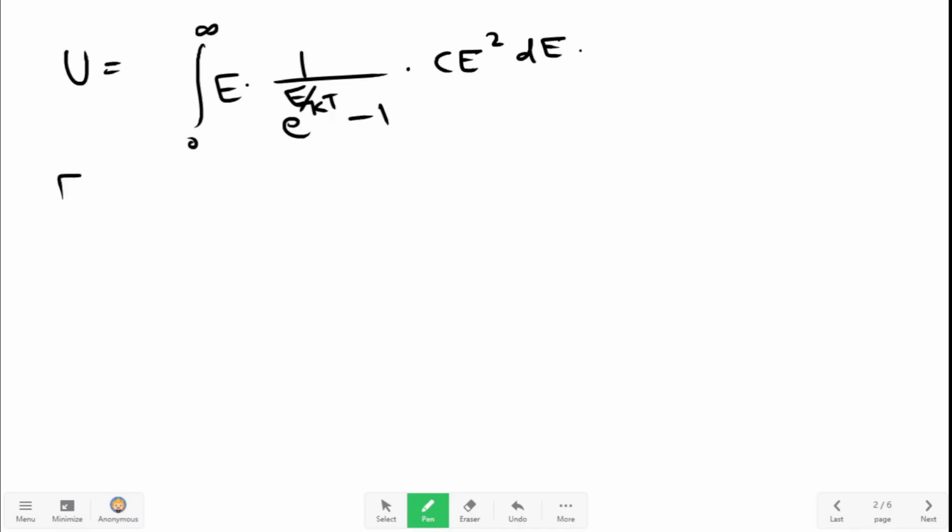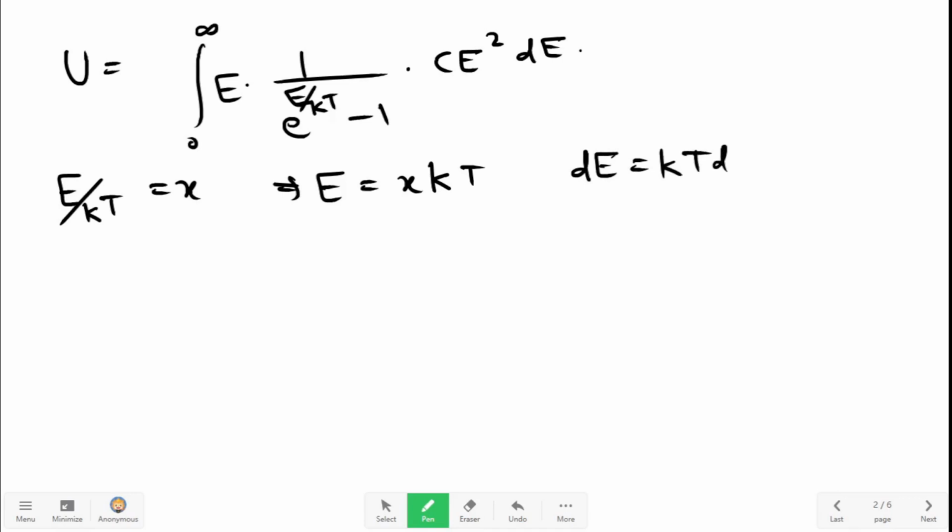Therefore we can put E by kT is equal to X. Let E by kT is equal to X. This implies E is equal to X kT and dE is equal to kT dx. When E is equal to 0, X is equal to 0. When E is equal to infinity, X is equal to infinity. So there is no change in the limits.